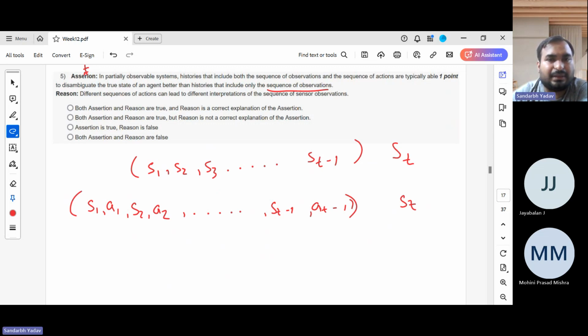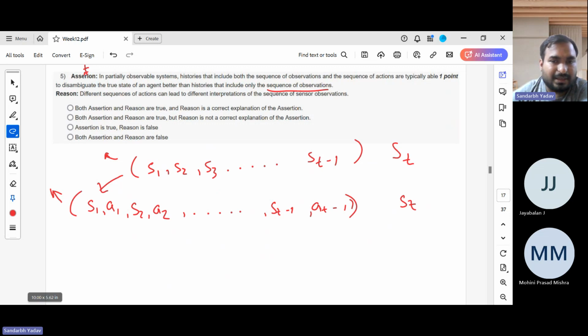So they are saying that histories that include both sequences of observations and sequences of actions, like this history, are typically able to disambiguate the true state of an agent better than histories that include only the sequence of observations, this one. They are saying that this history, with actions, contains more information than this history. And that is true because we already have the information about the state, but we get additional information about actions also. And that will help us in disambiguating the true state of the agent.